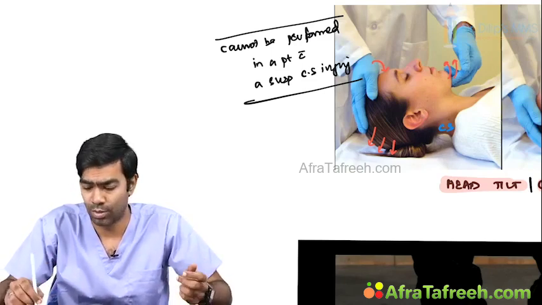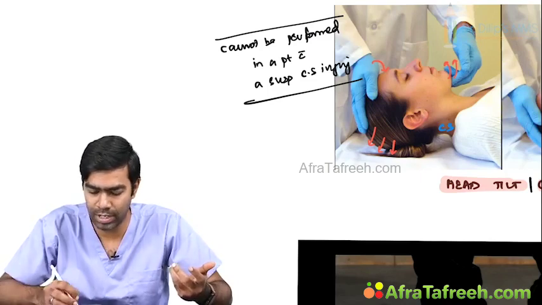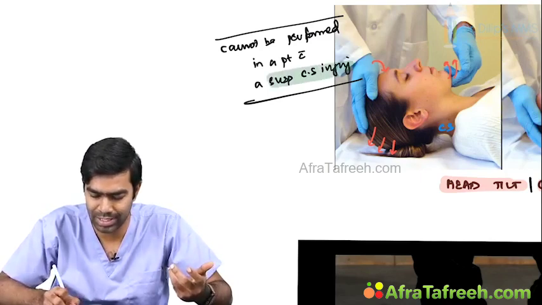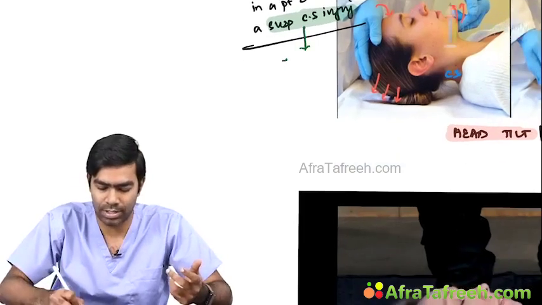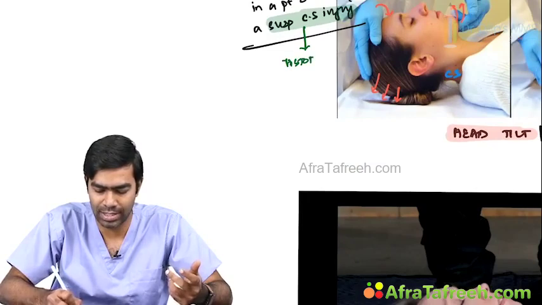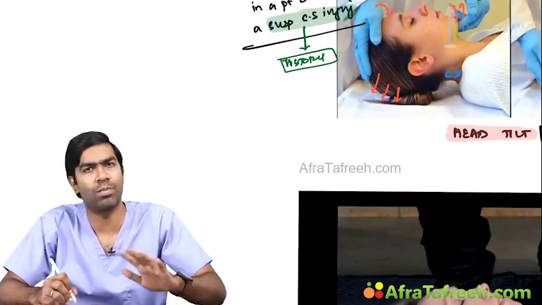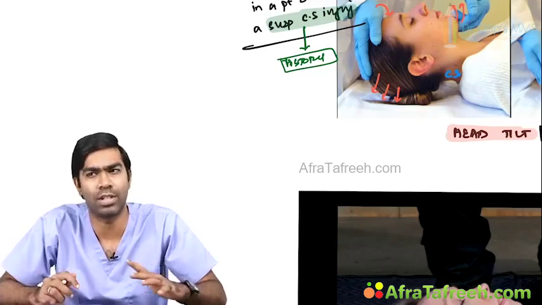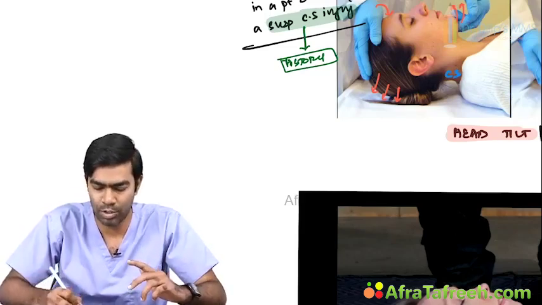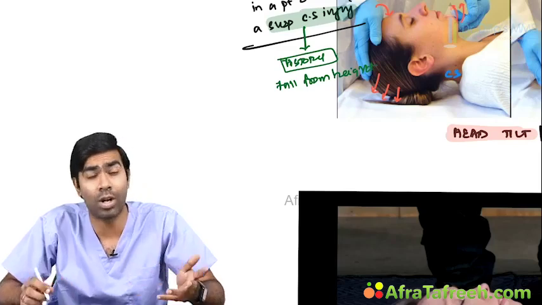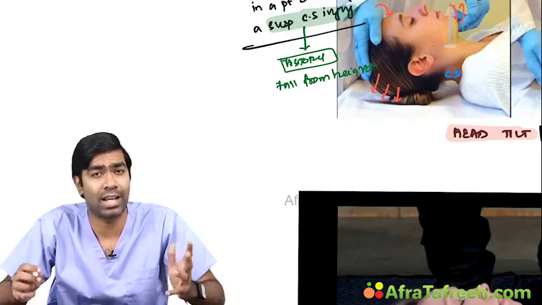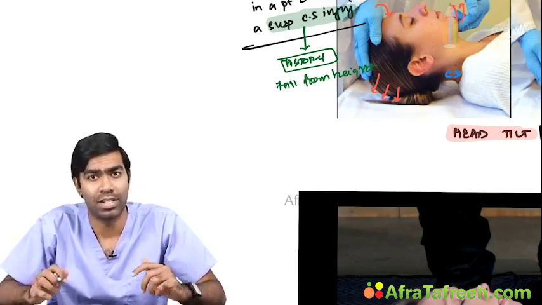So don't do that. The next question automatically comes: when will you suspect a C-spine injury? That's the question. Again, it depends on history and examination findings. In history, one classic history that is always very important and an examiner's favorite, which tells you there is a probable cervical spine injury, is fall from height, like falling from stairs, or a road traffic accident. These are classic histories where you should suspect a C-spine injury.